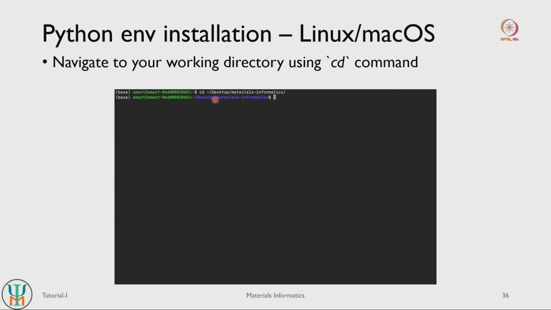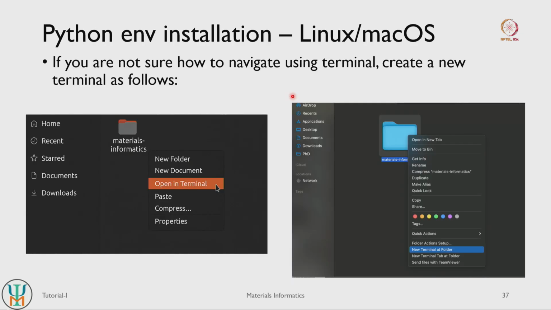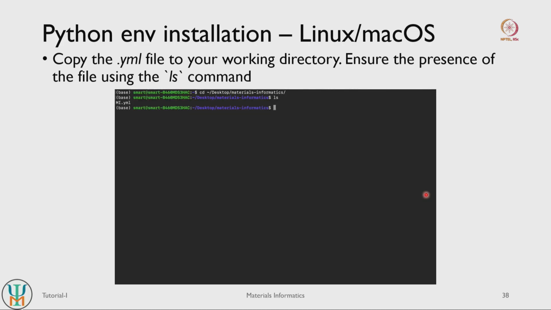And then finally move to your working directory. If you know where your working directory is, just move there directly. Otherwise there are other ways. For example, you can use your GUI to create a directory and then right click on that directory and press new terminal at folder. That can be done either on Linux or a Mac OS. That opens a new terminal window in your working directory. Once that is done, type ls and see if your mi.yml environment file is present or not.